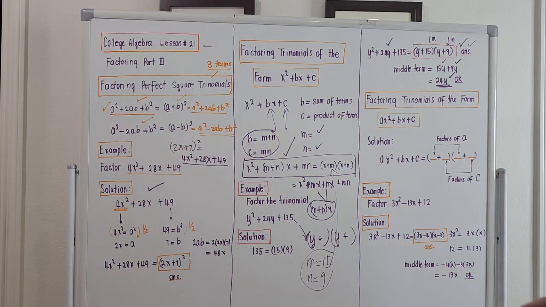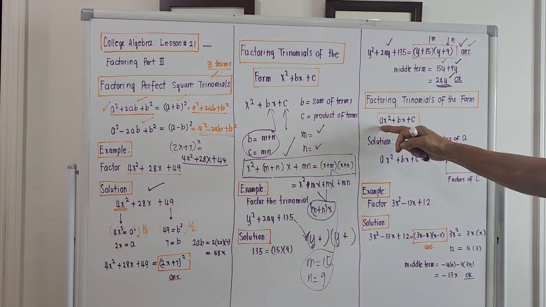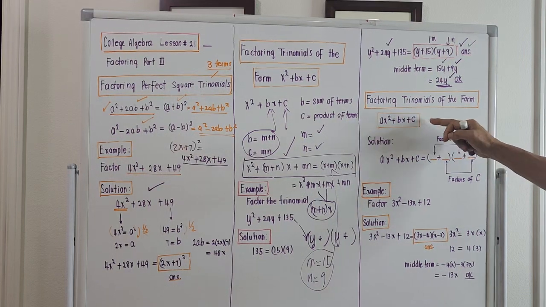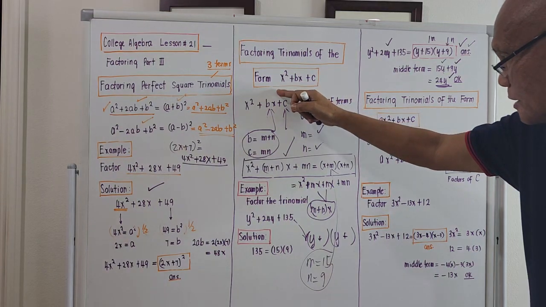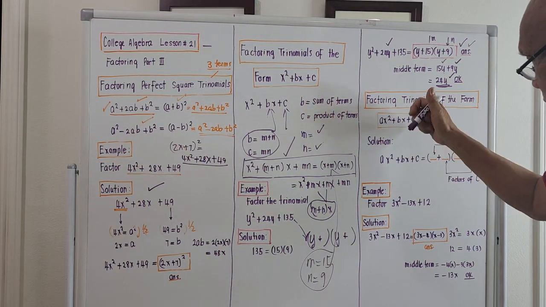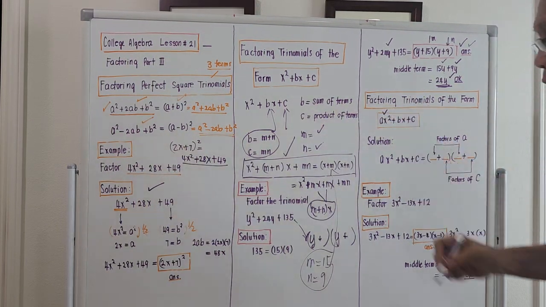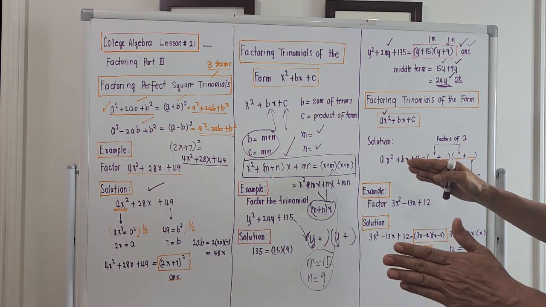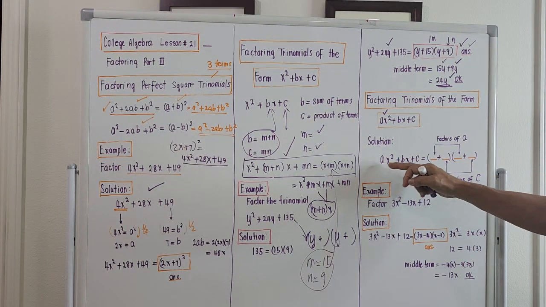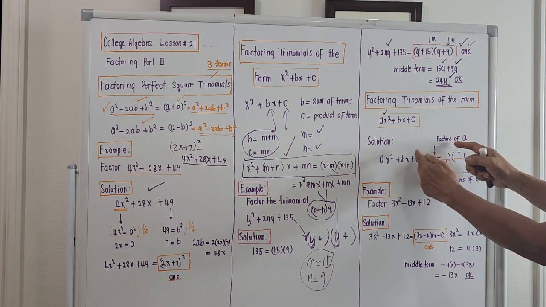Okay, the last one for this morning, before we finish factoring under college algebra. Factoring trinomials of the form ax squared plus bx plus c. This last one is almost similar to the second to the last, but there is a coefficient for x squared, which is a. I think the solution will be almost the same. Because if we try to rewrite the given trinomial, ax squared plus bx plus c, three terms, right? So it should be two quantities.